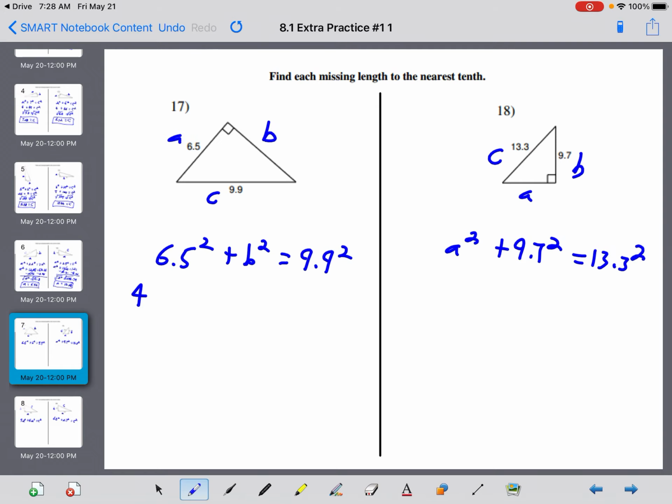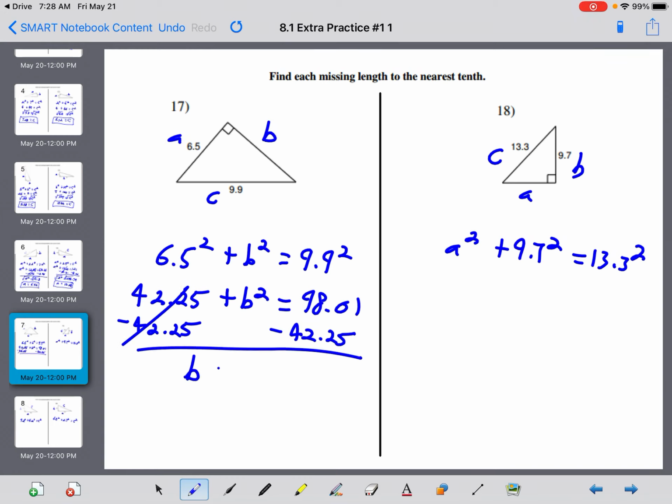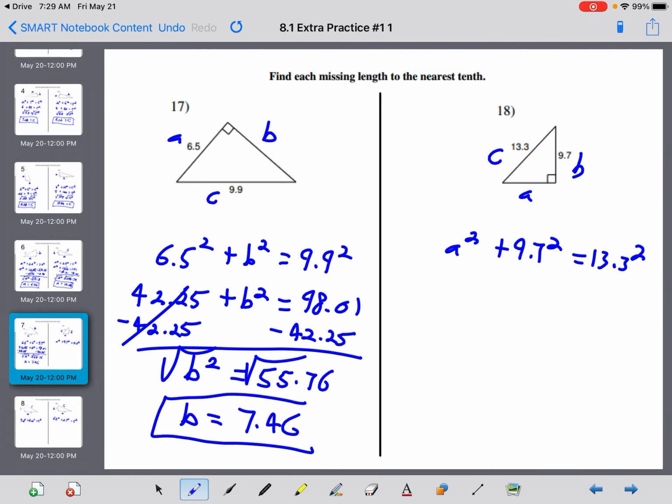All right, here we got 6.5 squared is 42.25 plus b squared, and 9.9 squared is 98.01. Subtract 42.25 on both sides, and b squared equals 55.76. The square root of 55.76 is 7.46.